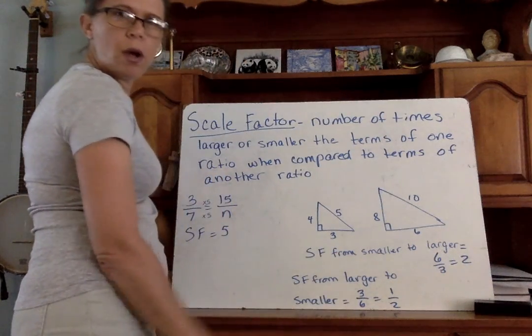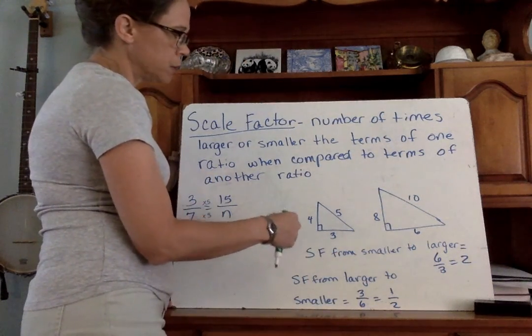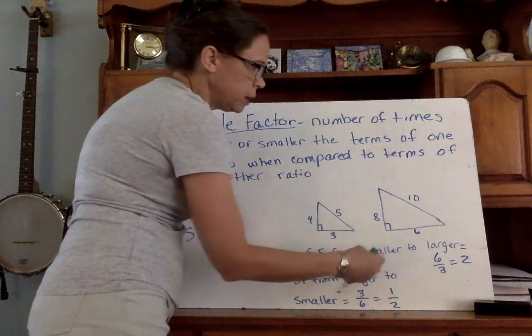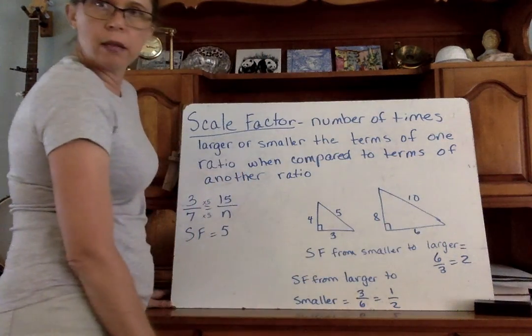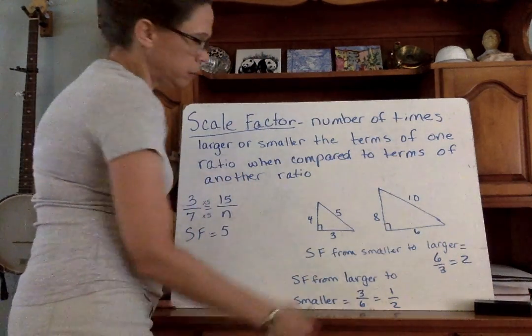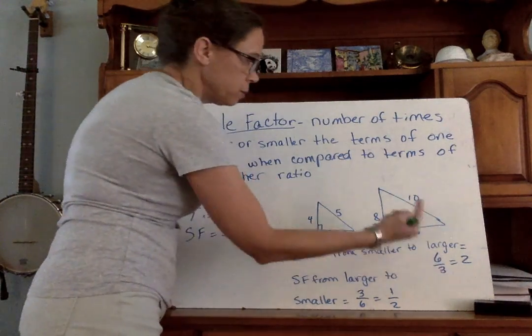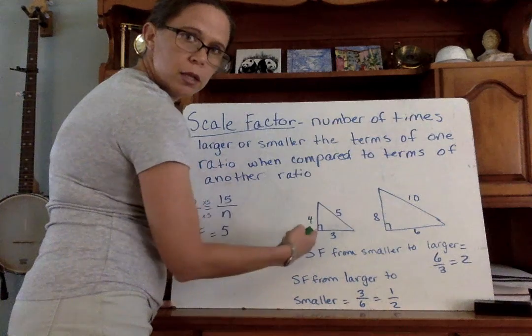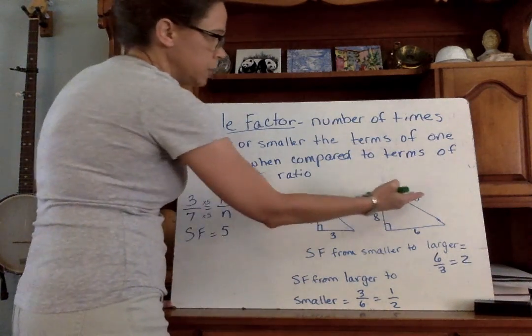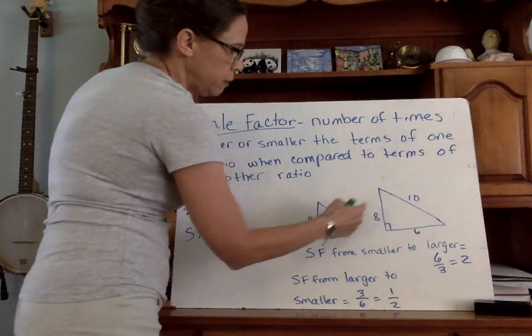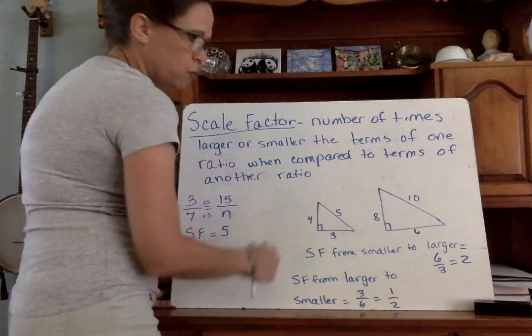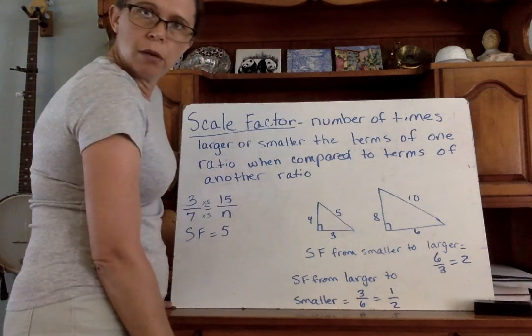If I want to know how many times I'm multiplying to get from the smaller one to the bigger one, I'm going to take one of the side lengths on the bigger one and divide it by the smaller one. 6 divided by 3 gives me a scale factor of 2. This triangle is twice as big as this triangle. I could do it with this side compared to this side, 10 divided by 5 or 8 divided by 4. It's all the same ratio.